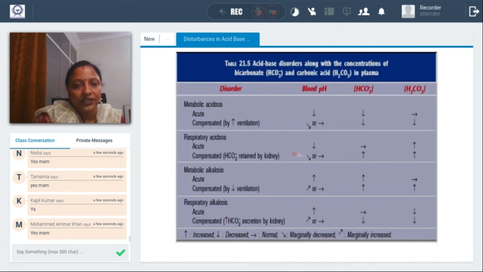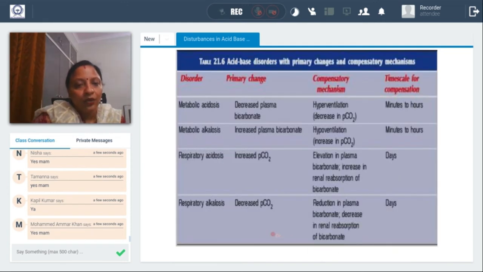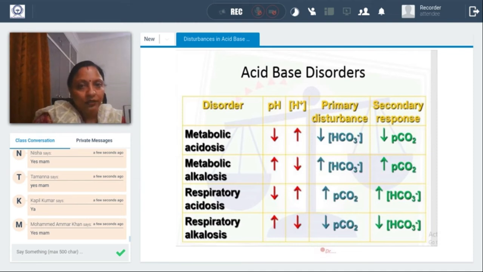You can see here in the case of respiratory acidosis, retention of bicarbonate. And in the case of respiratory alkalosis, you can see here decreased PCO2, reduction in plasma bicarbonate, decrease in renal absorption of bicarbonates, means increased excretion of bicarbonate ions. It takes days. So is it clear?